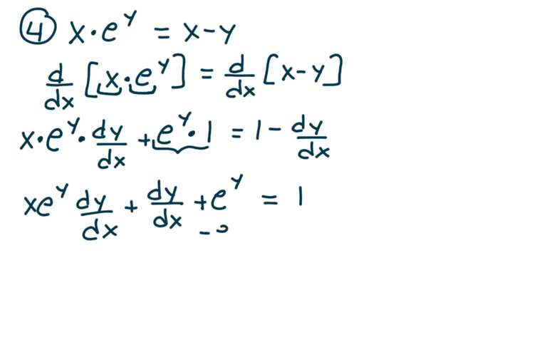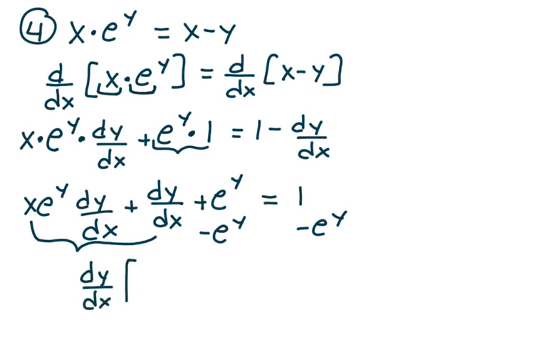Now, I'm going to subtract e to the y on both sides. And at the same time, I'm going to look at these first two terms and factor out a dy dx. And when I do that, when I factor out that dy dx, I get x e to the y plus 1. And then that's on the left side. On the right side, we get 1 minus e to the y.